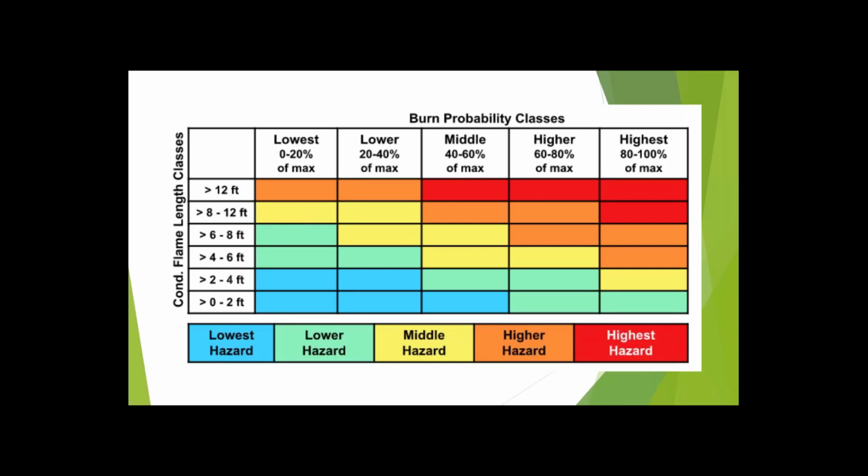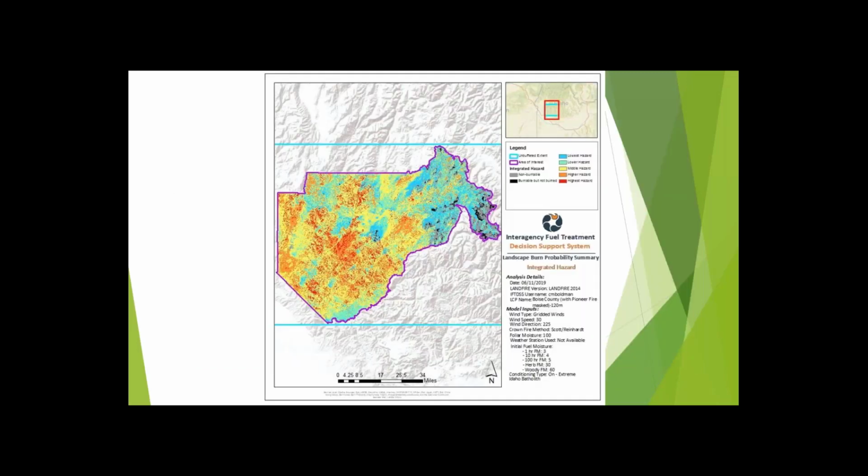This shows the integrated hazard matrix, where you can see how the two outputs that we just looked at, burn probability and conditional flame length, can be combined into a single characteristic that can be mapped, integrated hazard. Here's a map showing the combination of those two elements and the integrated hazard for Boise County, with red being the areas of highest hazard and blue being the areas with the lowest hazard.